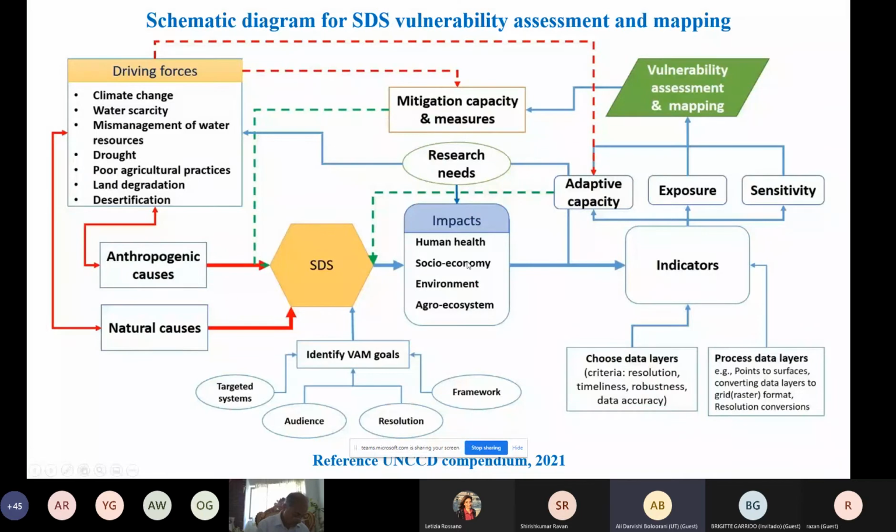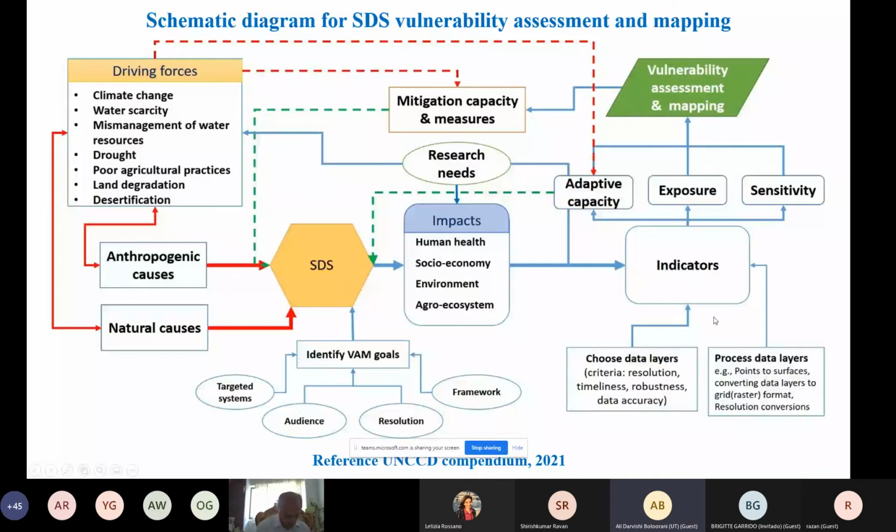We thought about it and said, okay, let's see which kind of data can be indicators of these four domains. More than 80% of the indicators that can be used for vulnerability mapping come from remote sensing, GIS, etc., as maps, as reports, as satellite imagery, etc. So we put these indicators in three main components of vulnerability: adaptive capacity, exposure, and sensitivity.